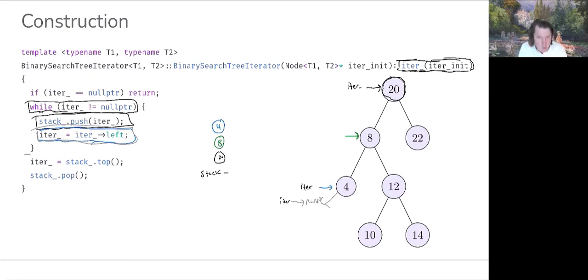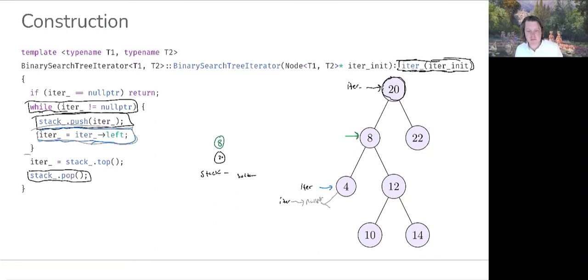So just looking, what is the top value in the stack? This is the bottom. This is the top. The top value in the stack is the address of the node with the value 4. So iter is going to be assigned to that. And then we're going to go ahead and remove that element from the stack. So 4 will then be popped from the stack.